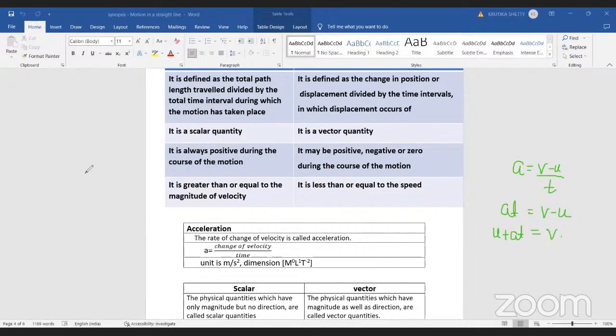But here, when your final velocity is greater than the initial velocity, your acceleration value will be positive. Reverse, when your initial velocity is greater than the final velocity, your acceleration will be negative. Correct?